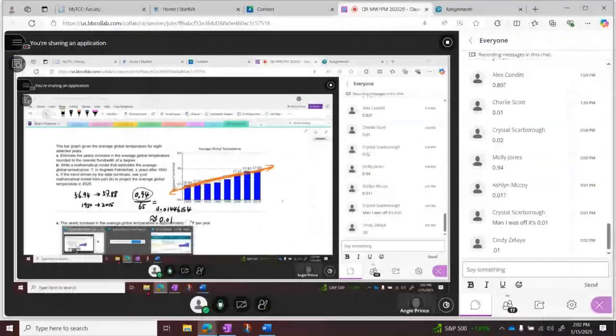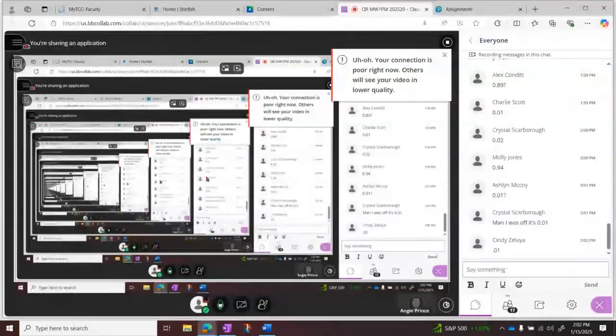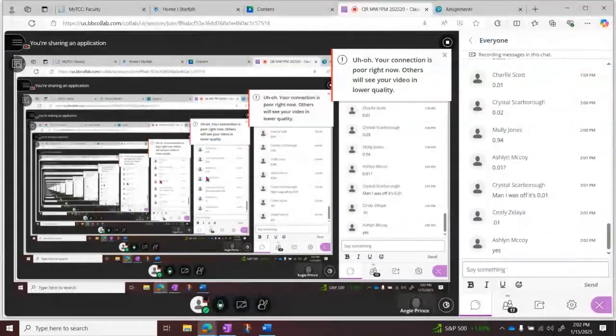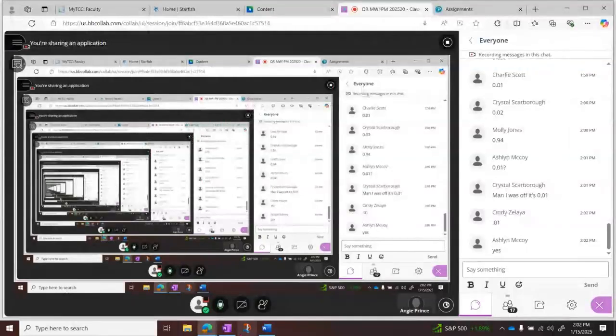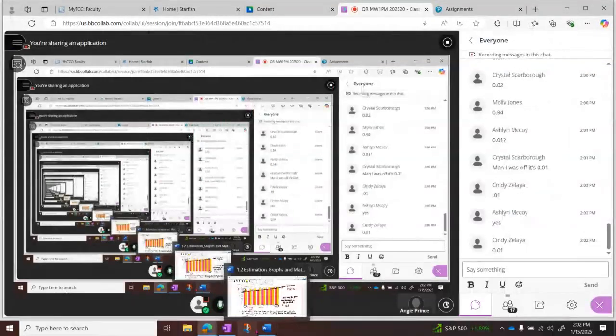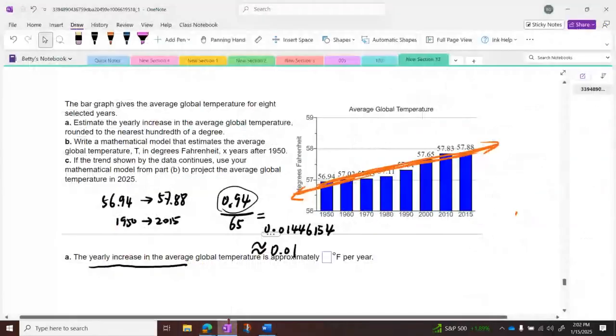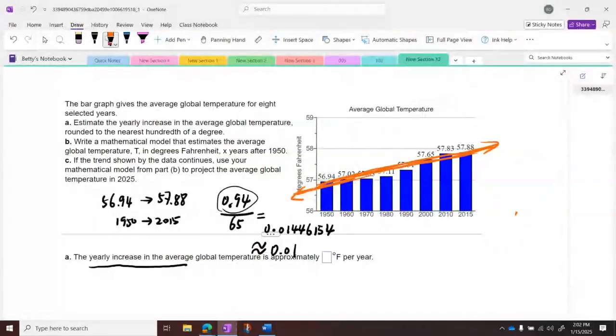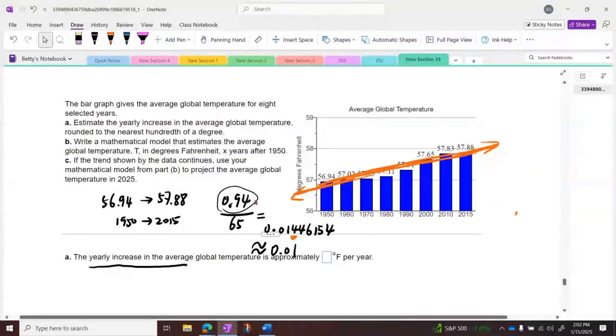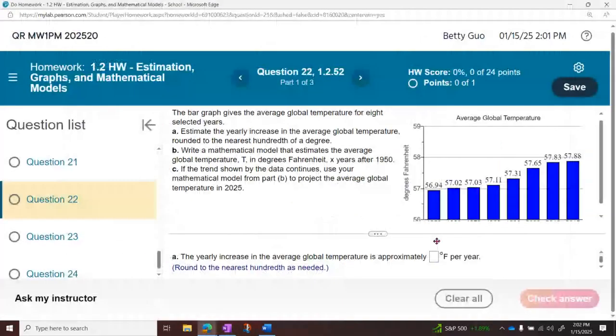Yeah, you guys are doing great. 0.01. The reason we round it down is because the 4 here is less than 5, right? Suppose it was bigger than or equal to 5, then you round it up, and we would have 0.02. But here we have 0.01 because we need to round it down, right? So the yearly increase in the temperature is 0.01.